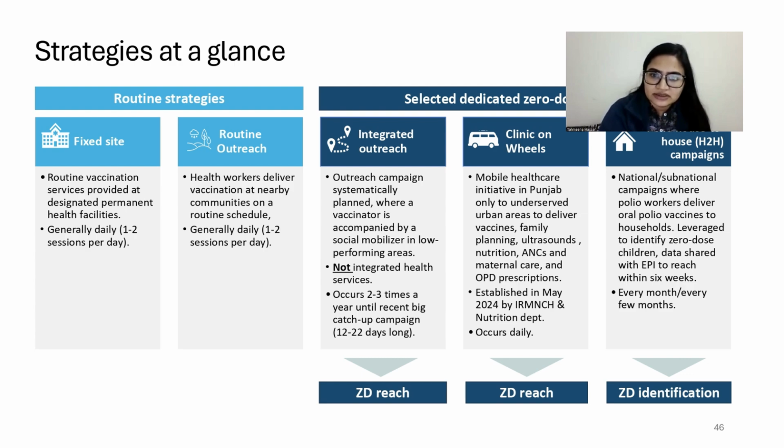So, along with these two dedicated strategies which are used to vaccinate the children, the country also leveraged the polio program to identify zero dose children. In the polio program, during their polio campaigns, the vaccinators identify zero dose children, record them, and also share the zero dose data with the routine EPI program.